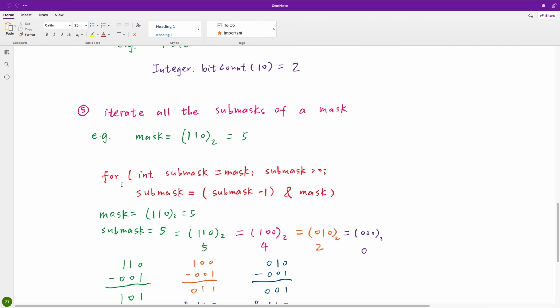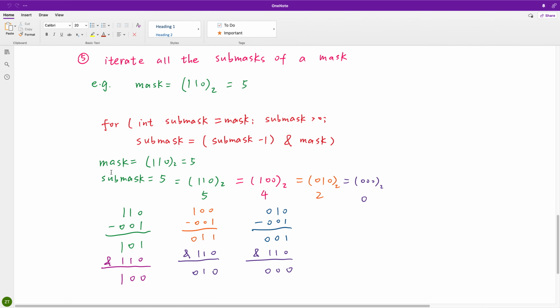We can use a for loop. int submask is first initialized to mask, and while submask is greater than 0, we let submask equal (submask minus 1) AND mask. So how do we understand it? Let's see an example. If mask equals 110, first we set submask to 110, and then we go through this operation.